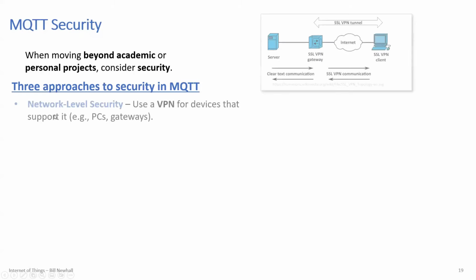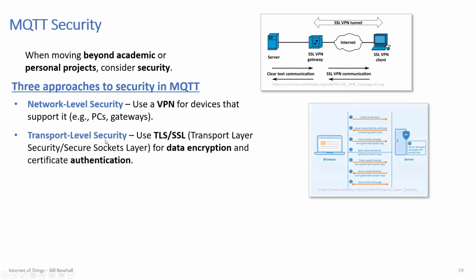So talking about security, when you move beyond your academic projects or your hobby projects, you really do want to consider security, maybe even for your projects. There are 3 approaches to security, so people can't get your messages or control your project. So here are 3 ways. There's network level security. So you could actually set up a VPN between your client computer and your server computer that's running the broker. You could set that up. You could set up transport level security. You'll hear that called TLS or SSL.